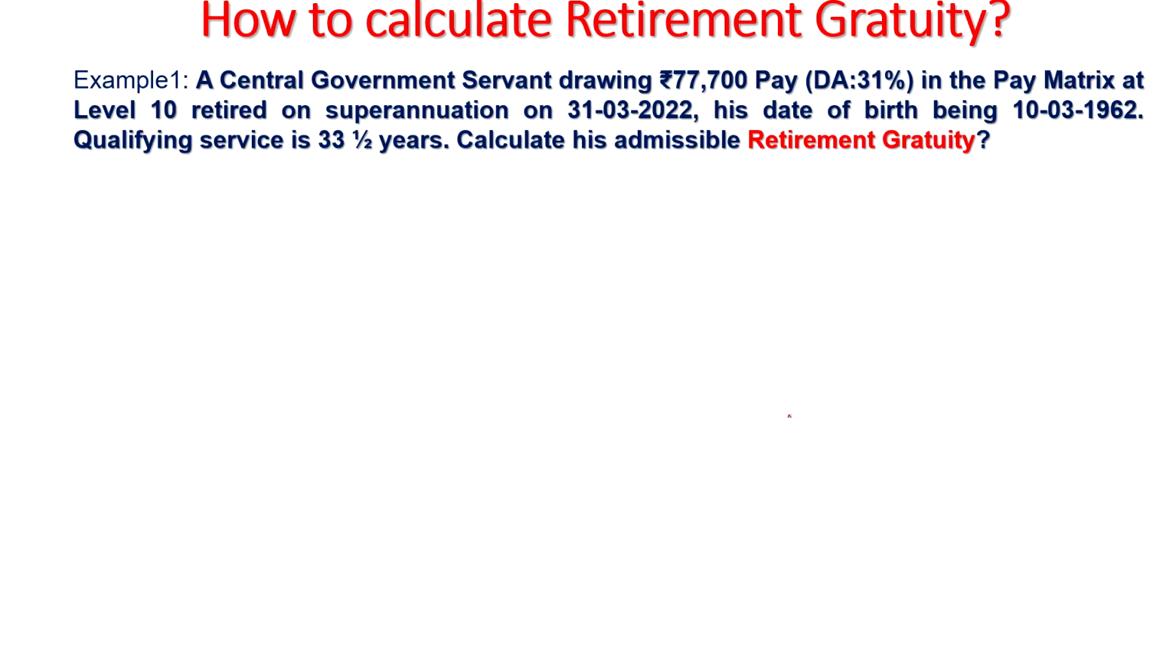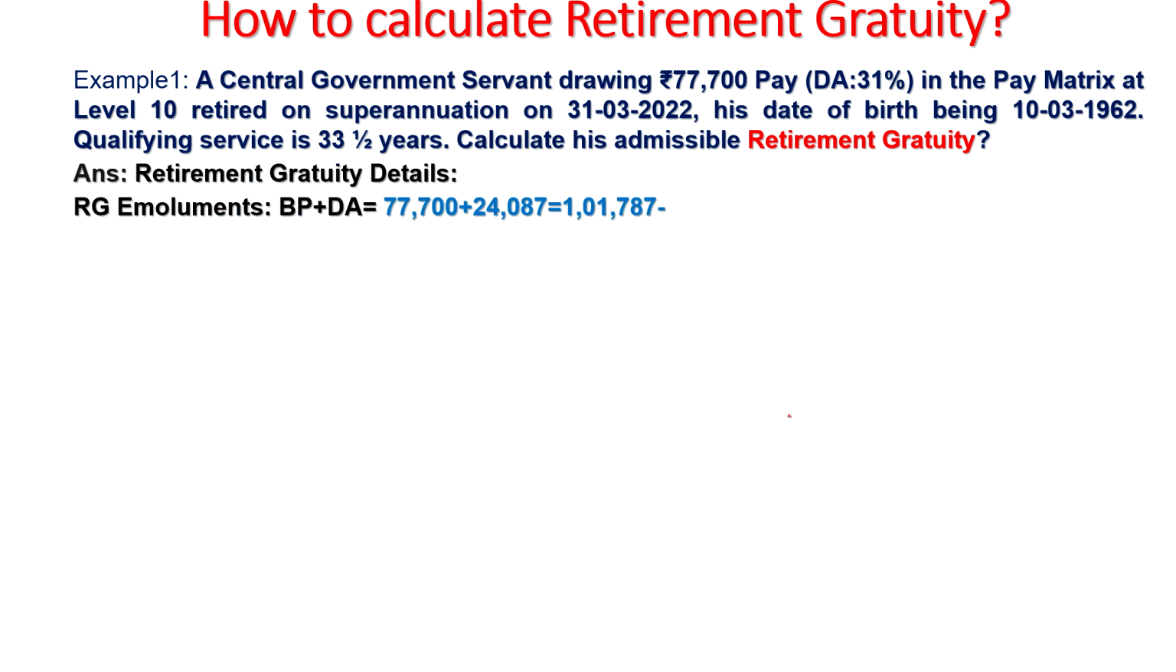Now, how to calculate the retirement gratuity? We will see one example now. A central government servant drawing 77,700 basic pay and DA of 31% in pay matrix at level 10 retired on superannuation on 31/3/2022. His date of birth being 10/3/1962. Qualifying service is 33 and a half years. Calculate his admissible retirement gratuity.